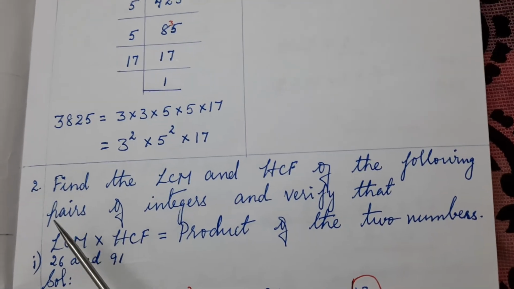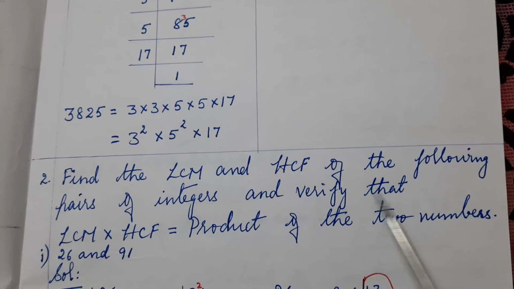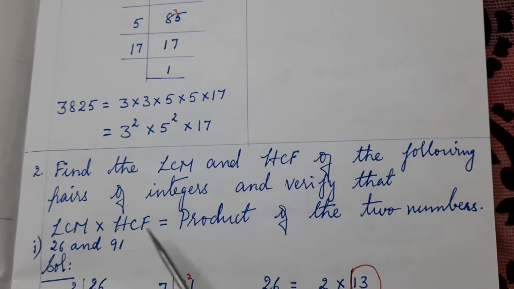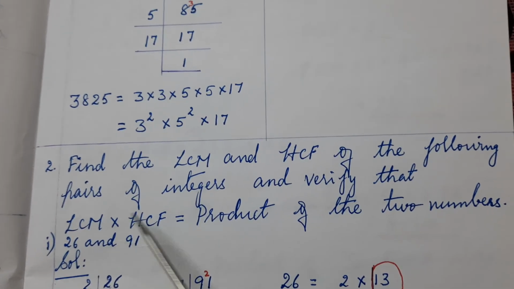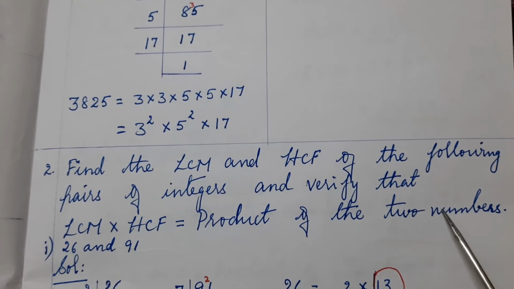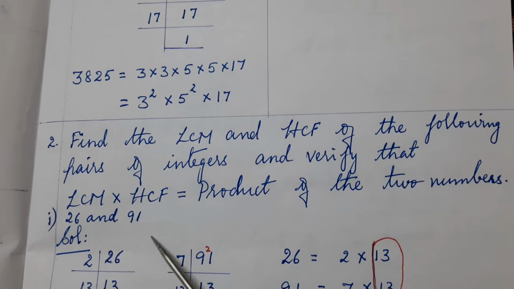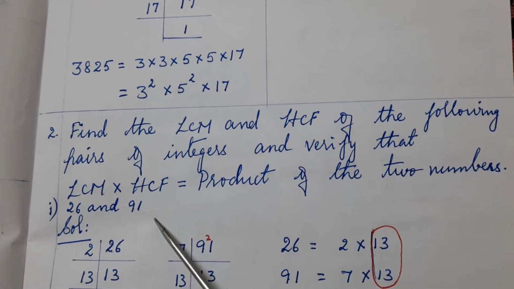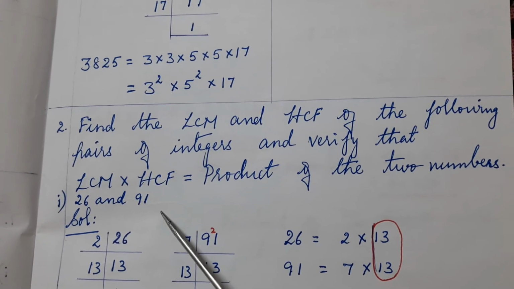The next question is, find the LCM and HCF of the following pairs of integers and verify that LCM into HCF is equal to product of two numbers. You should know when you multiply LCM and HCF, you will get the product of two numbers. So you have to prove this. First the question is 26 and 91. What should you do for this? You have to take them separately and find the prime factors.